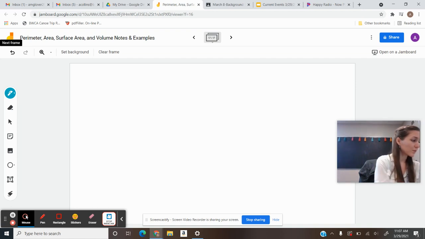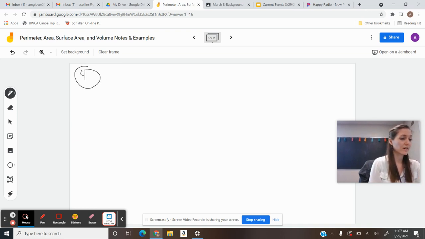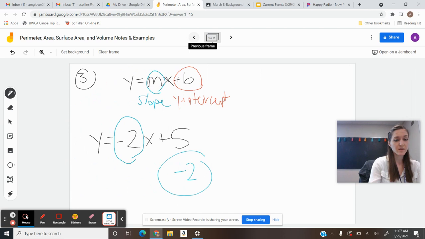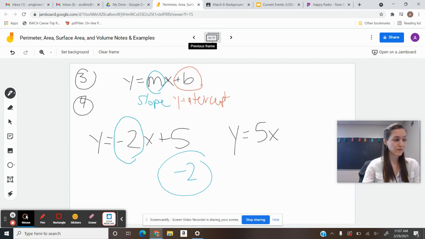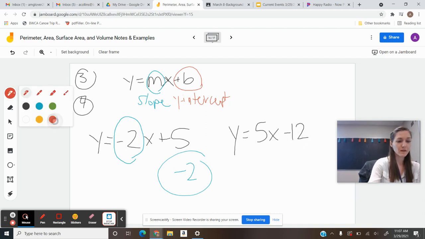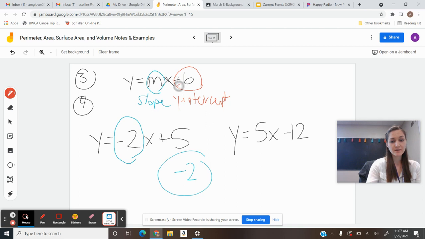Okay. Number 4 asks you to use the equation to find the y-intercept. Same thing. I'm going to just use the same one, except we're looking for the stuff at the very, very end. So let's say your equation looks something like this. Y equals 5x minus 12. We're looking for the number and the sign at the very, very end of our equation. So our number and sign is just this minus 12 right here. So your answer is minus 12.